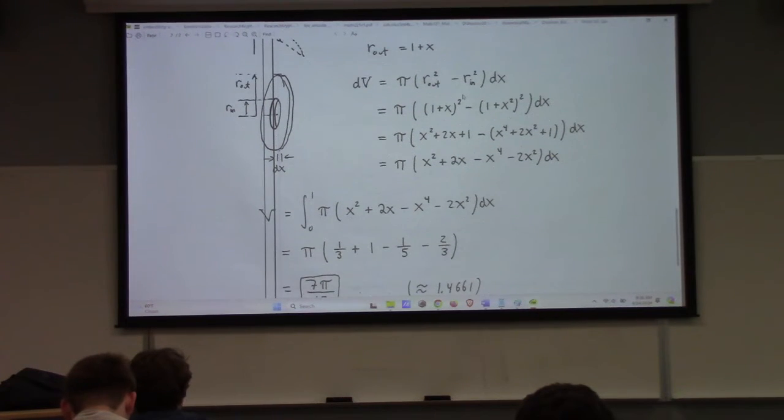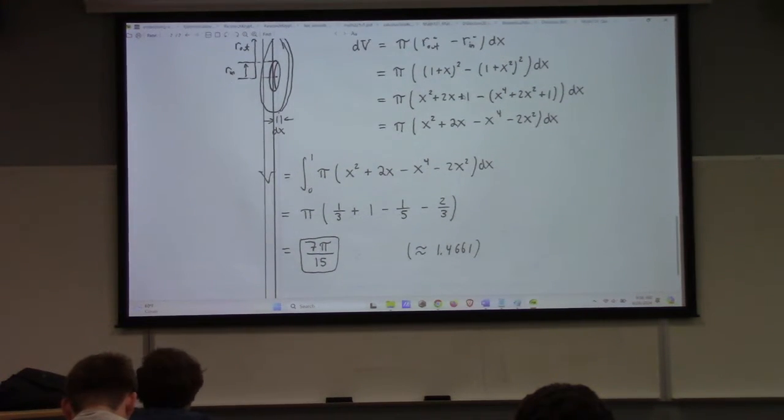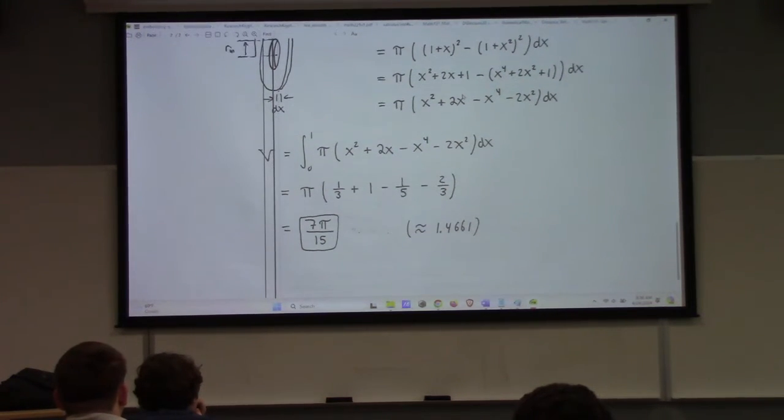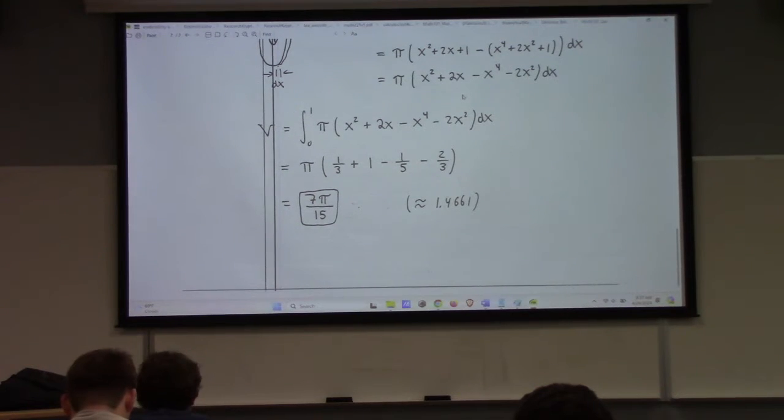Anyway, so I integrate, and that gives me a third plus 1 minus a fifth minus 2/3. And that works out to 7 pi over 15, which nobody had. All right, so there's that. Any questions? Oh, okay.